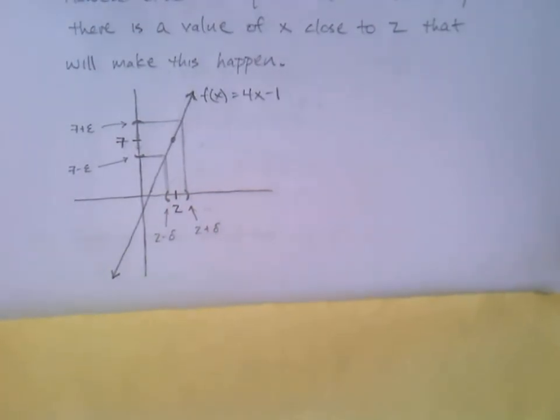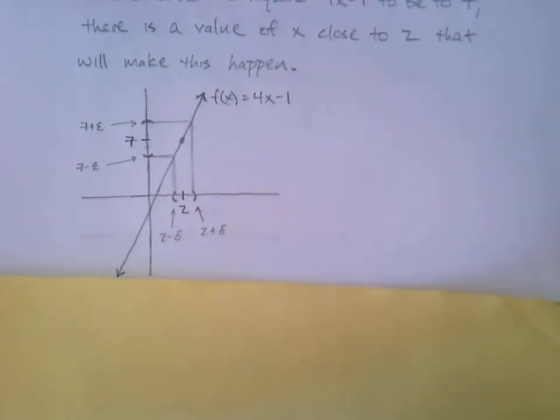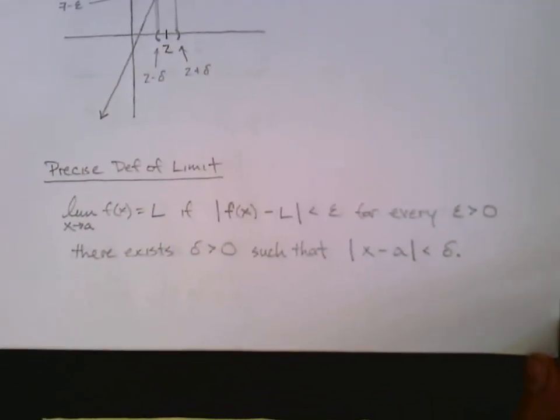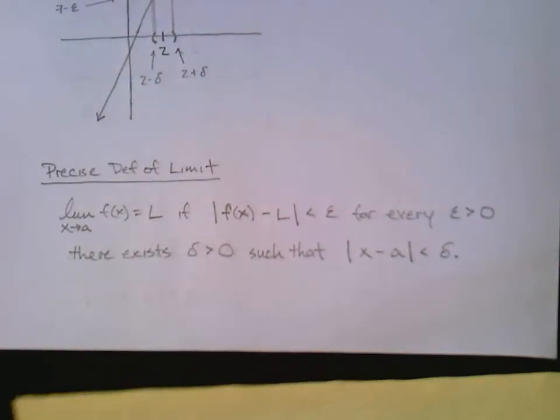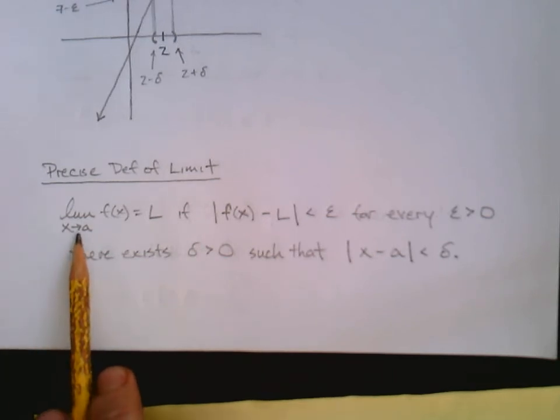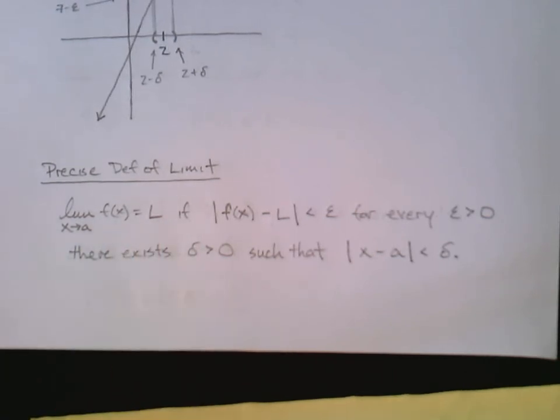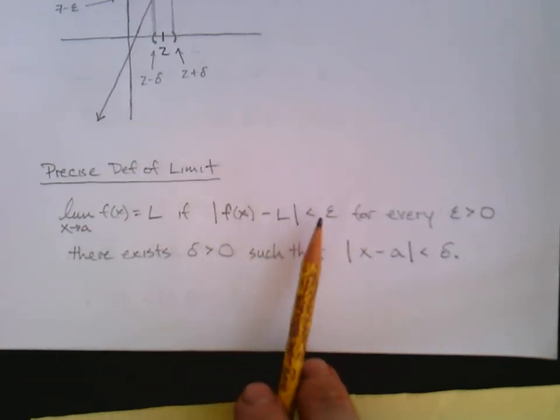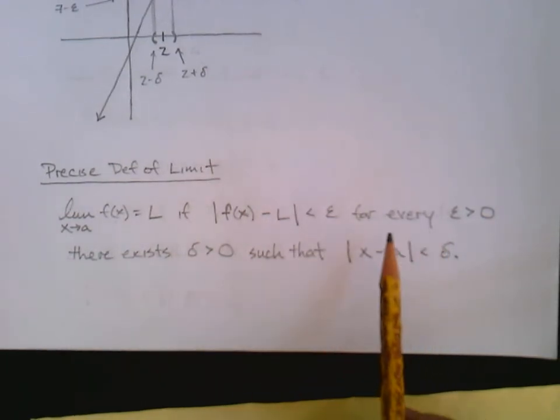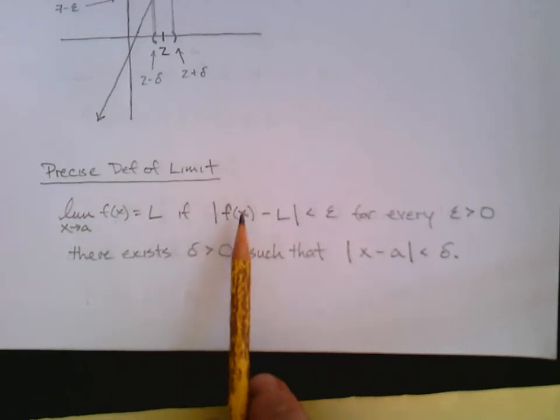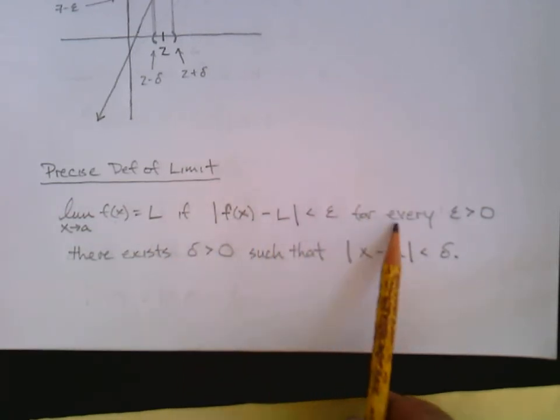Okay, let's conclude this video with me sharing what the precise definition of a limit is. We'll get to more examples in the next videos. Here it is. Don't be overwhelmed. We're going to say the limit as x approaches a of f of x equals L if the absolute value of f of x minus L is less than epsilon for every epsilon greater than 0. Let me read that part again. If this is true for every epsilon greater than 0.